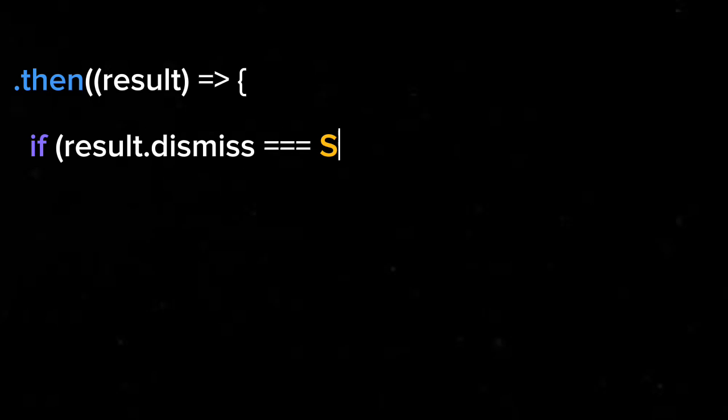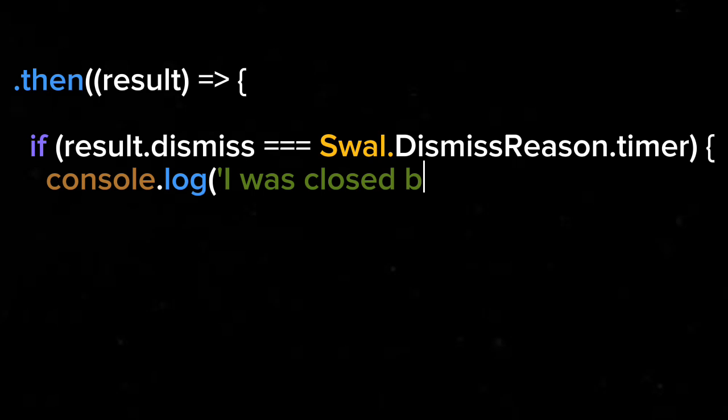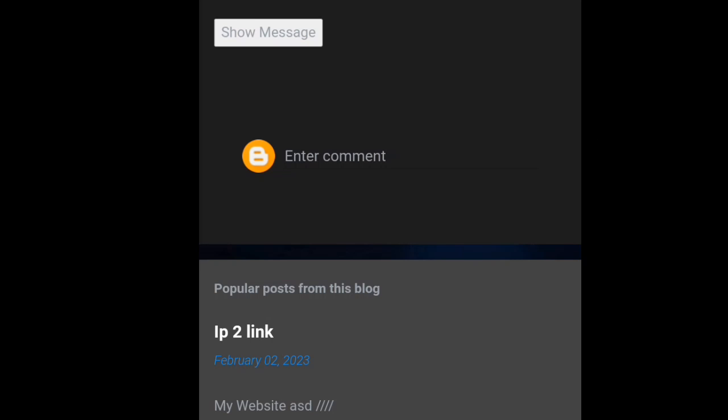Finally, the SweetAlert.fire function returns a promise, which allows us to use the then method to handle the result of the alert. In this case, we check if the alert was dismissed due to the timer running out by examining the result.dismiss property. If it matches SweetAlert.dismissReason.timer, we log a message to the console indicating that the alert was closed by the timer.